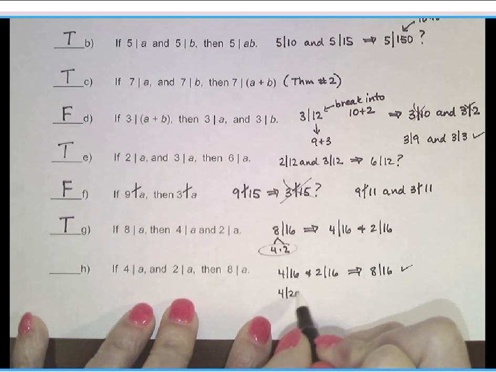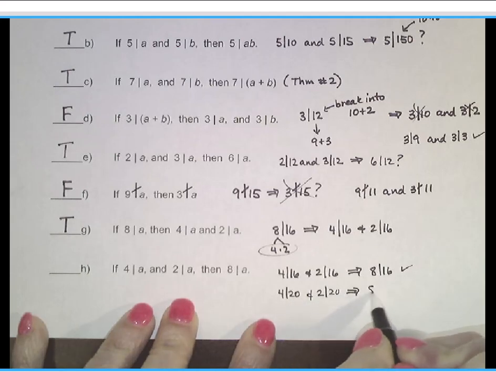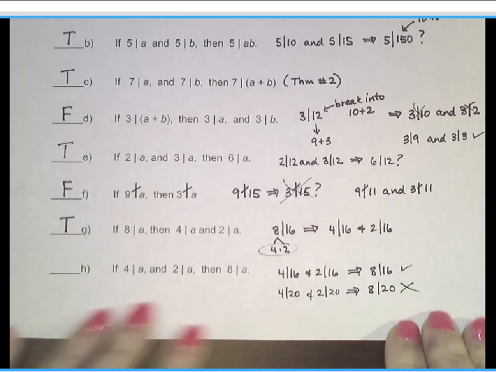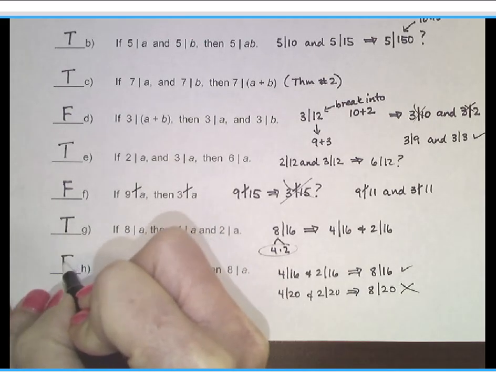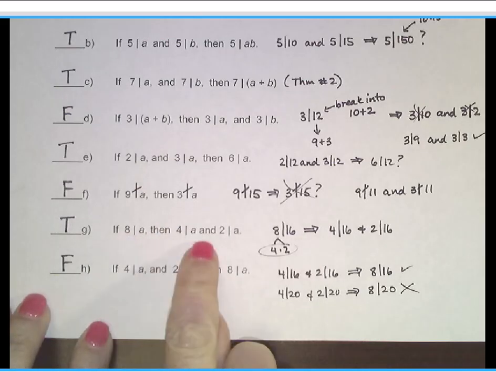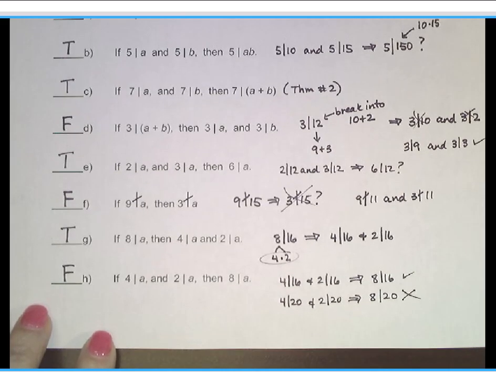4 divides 20 and so does 2. 2 divides 20. Does that mean that 8 divides 20? Oh, no, that one doesn't. And as soon as you find one where it doesn't work, the statement's false. So sometimes statements work one direction, but they don't work going back the other direction. It just depends. So this is divisibility theorems and how to do some true-false with divisibility rules.